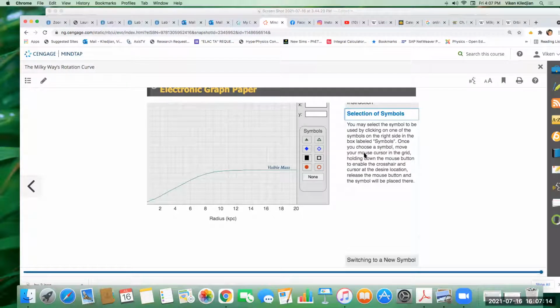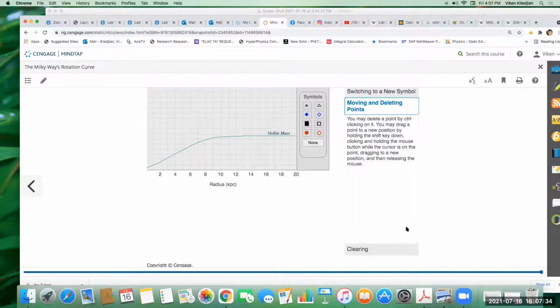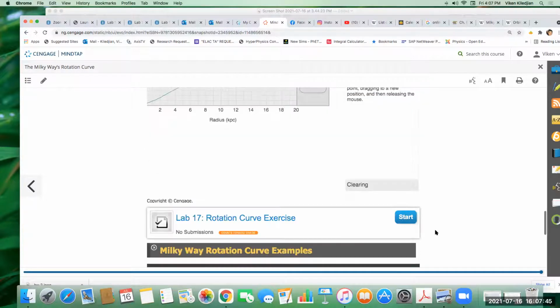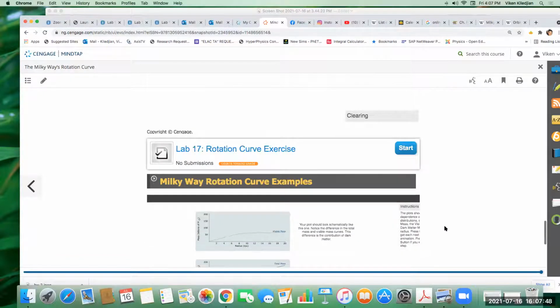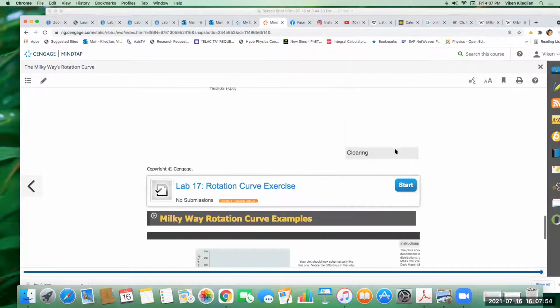Once you choose a symbol, move your mouse cursor in the grid, holding down the mouse button to enable the crosshair and cursor at the desired location. Release the mouse button and the symbol will be placed there. To switch to a new symbol, click the button corresponding. Okay, clicking none, okay, there you go. Moving and deleting points. You may delete a point by control clicking on it. You may drag a point to a new position by holding the shift key, clicking and holding the mouse, and then releasing the mouse. Clearing, okay. So basically that one is going to be used for this exercise. So now let's open this here.